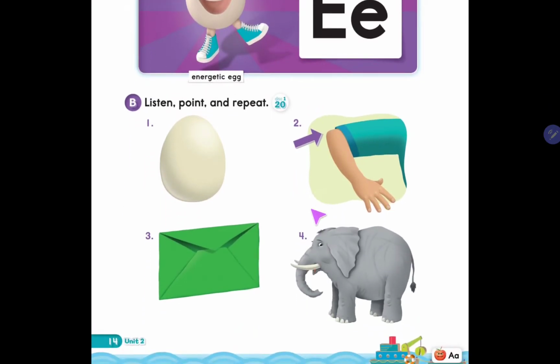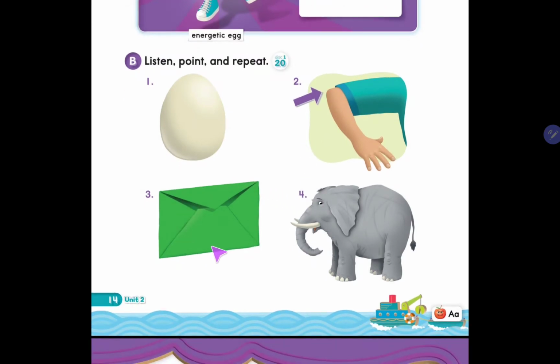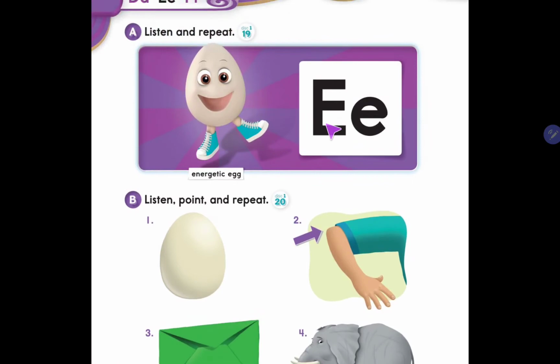Let's have a look at the four pictures. Picture number one, it's an egg. Eh, eh, egg. Picture number two, elbow. Eh, eh, elbow. Picture number three, envelope. Eh, eh, envelope. Picture number four, elephant. Eh, eh, elephant. Okay, these are all the pictures for the letter E. The sound is eh, eh, eh.